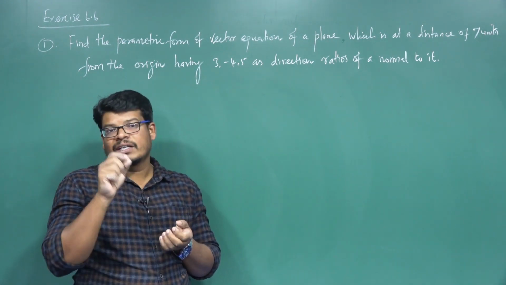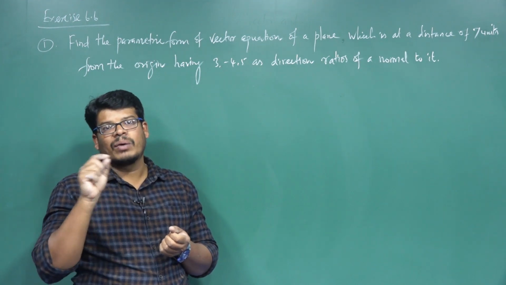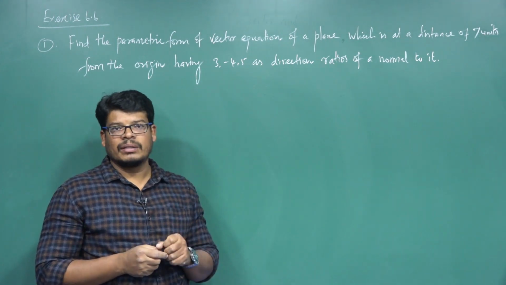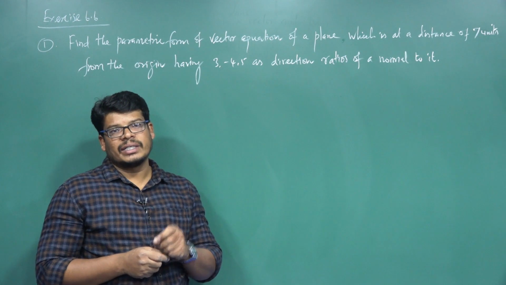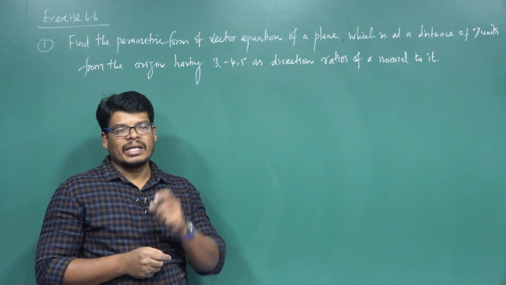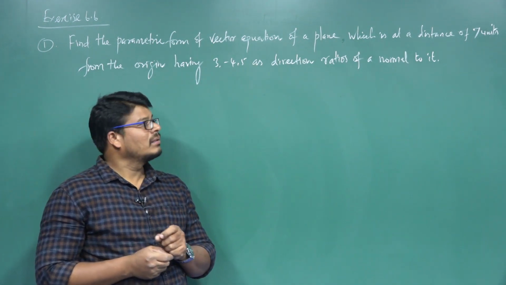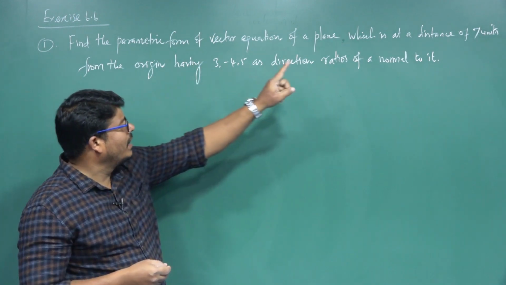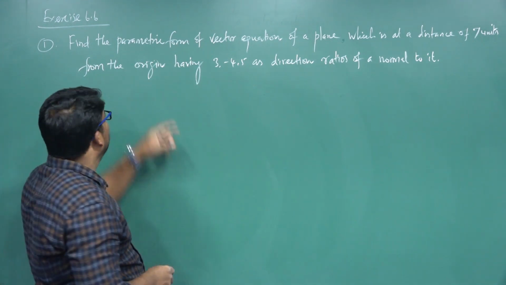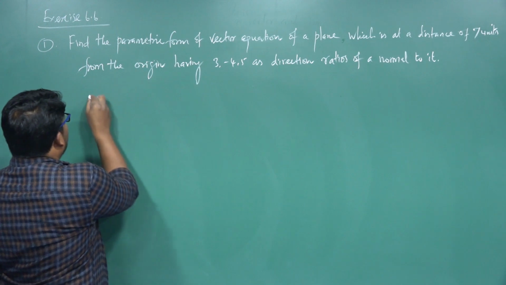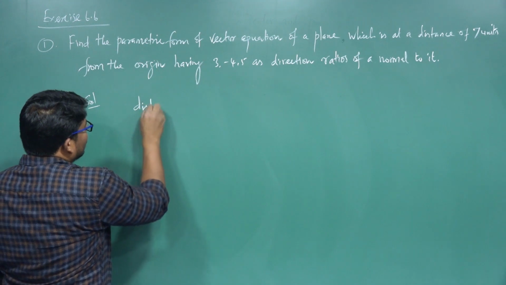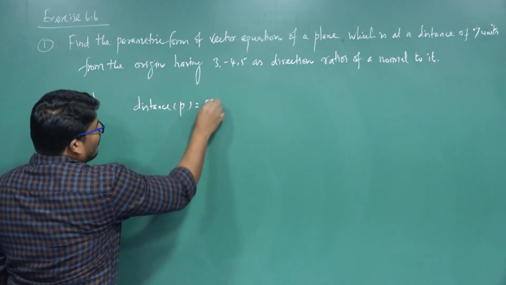Now the equation of the plane in vector form is r vector dot d cap equal to p, where p is the distance between the origin and the plane. The unit normal vector is d cap, and the normal vector is d vector. Distance and normal vector are given. First find the parametric form of the vector equation. What is given? Distance p equal to 7 units.